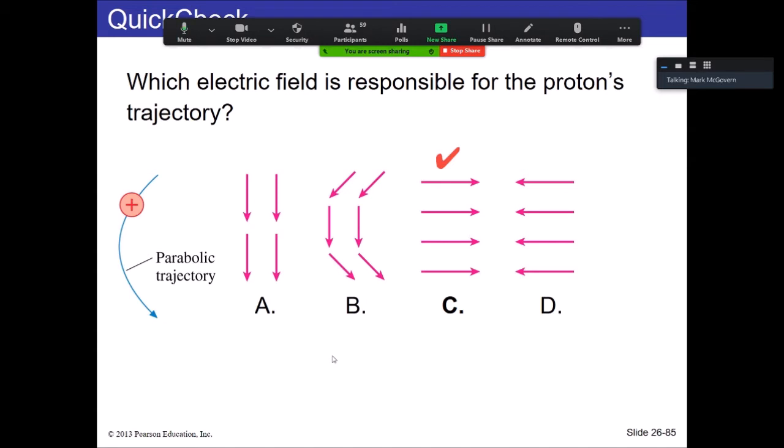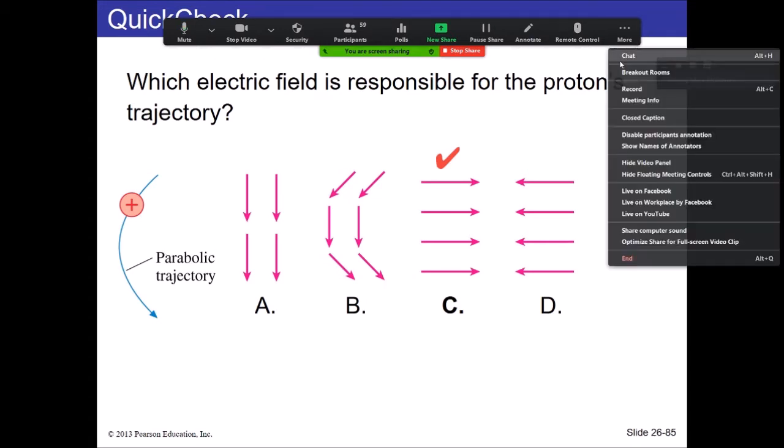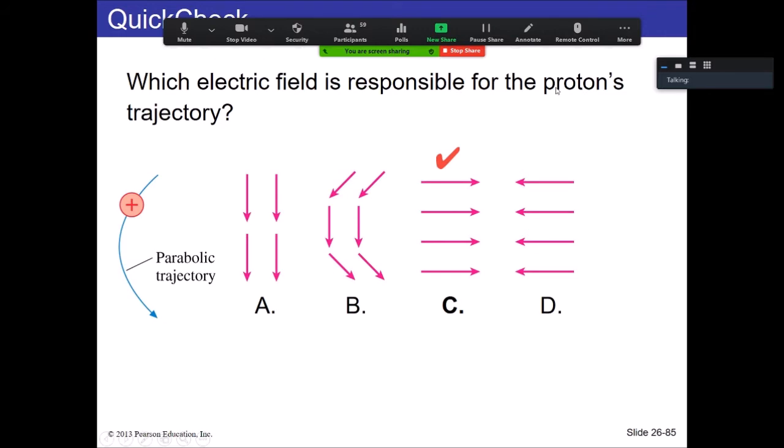If A or B were to be right, it would not look like a parabola. It would be speeding up as it goes down. C is slowing the particle down, making it stop, and then having it move down. So there's a constant speed in Y, and there's an acceleration in X. To remind you of those things.